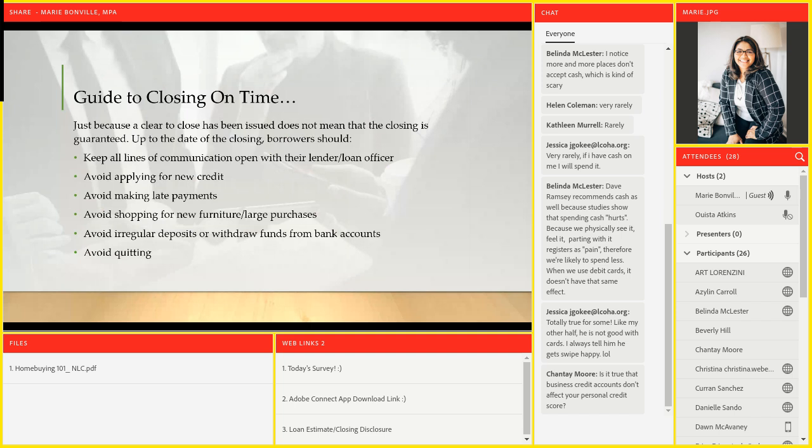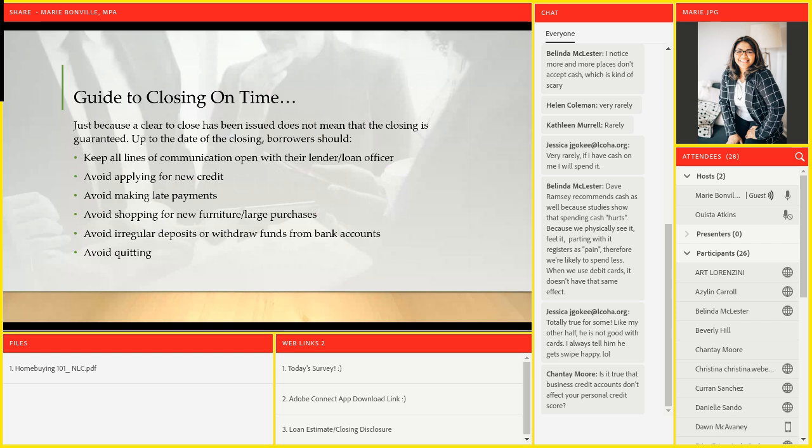Guides to closing on time: avoiding new applications, keeping all lines of communication open with your lender, huge. A lot of times, again, people are scared to talk to their lender, even the ones that have been with them through the process, and they had a good relationship, but now here we are getting close to closing and they're getting scared. So you as the counselor, make sure that you're in communication with both the lender and with the client. Avoid making late payments. I asked folks if they can set things up automatically so that the money's in the account and that things can get paid on time.